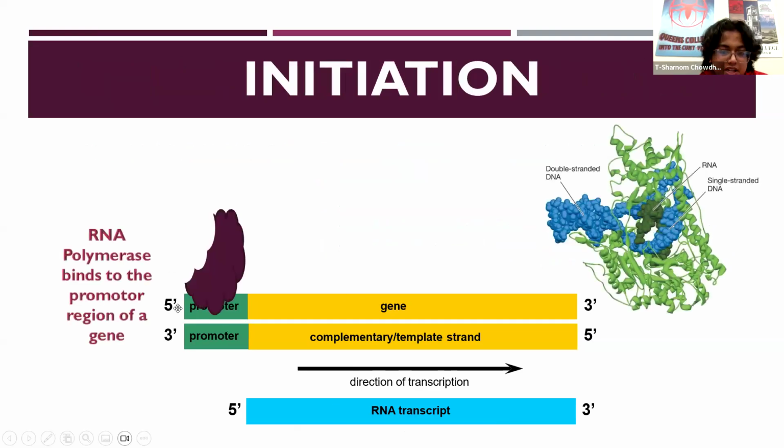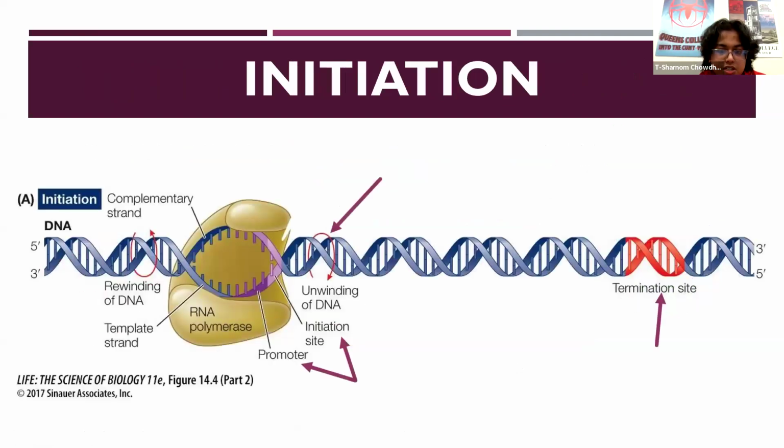So RNA polymerase binds to the promoter region of a gene. As you see here, RNA polymerase binds to the promoter region of a gene. And as it binds, the DNA also starts to unwind. And then here is where the initiation site is. So the initiation site tells the RNA polymerase, okay, from here on out, now I'm going to start creating the mRNA. And then you also have a termination site. The termination site is a set of nucleotides that tell you, hey, stop creating your mRNA here.